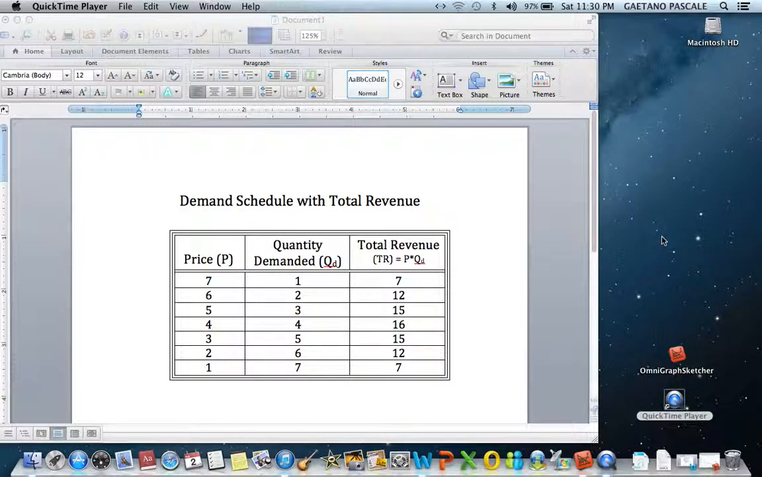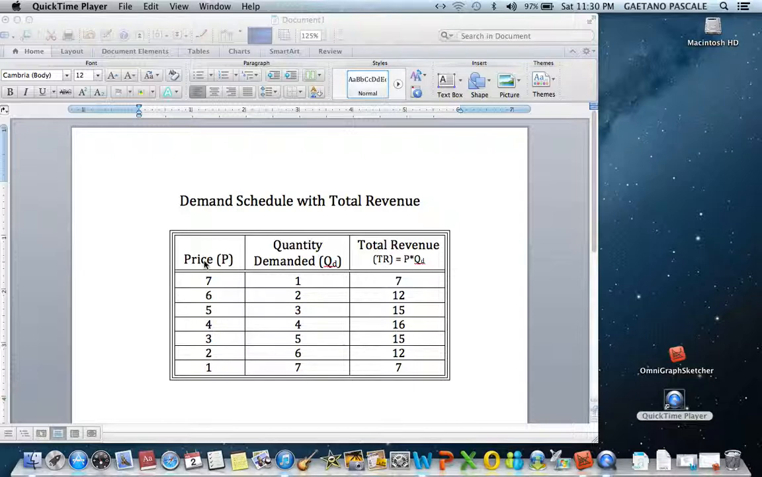Welcome to our next installment in the lecture series for the Principles of Microeconomics course. This one deals with the demand schedule, total revenue, and the price elasticity of demand. In particular, I want you to know that there is a relationship between the demand schedule and total revenue. Namely, that your total revenue varies depending upon where you are on a particular demand curve.